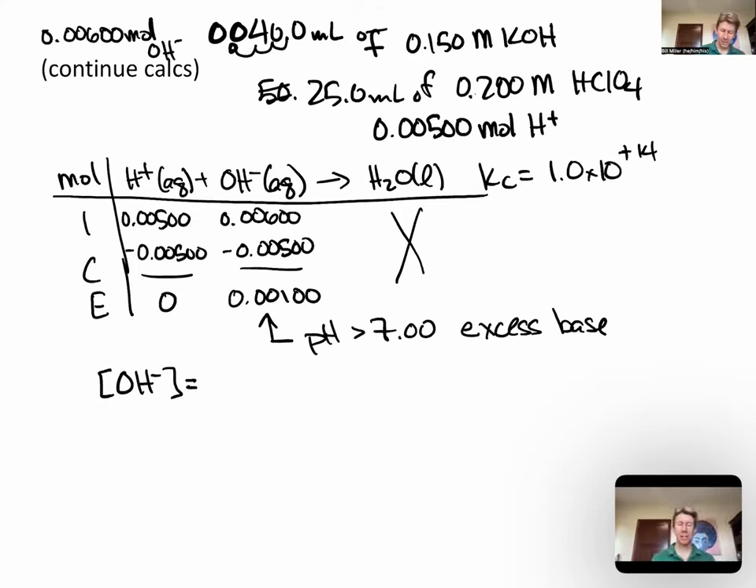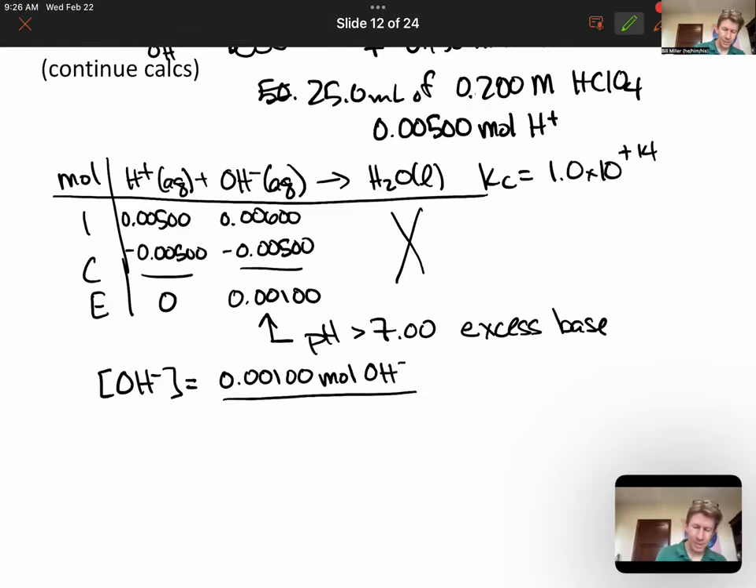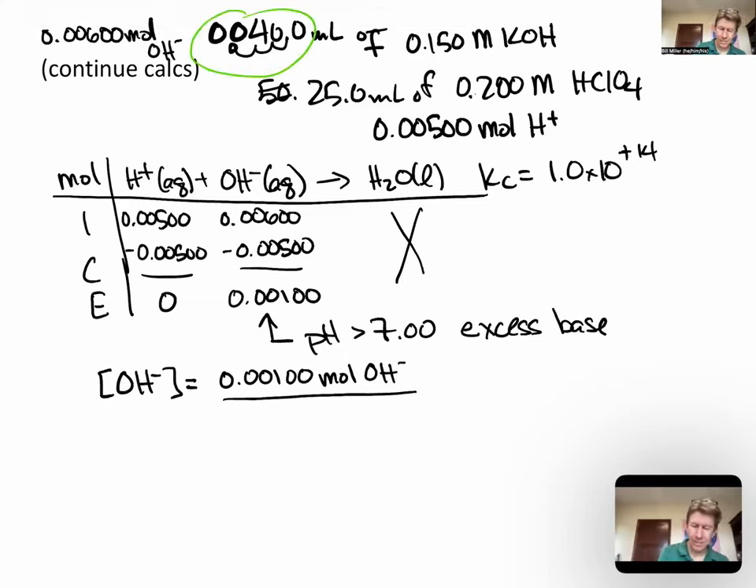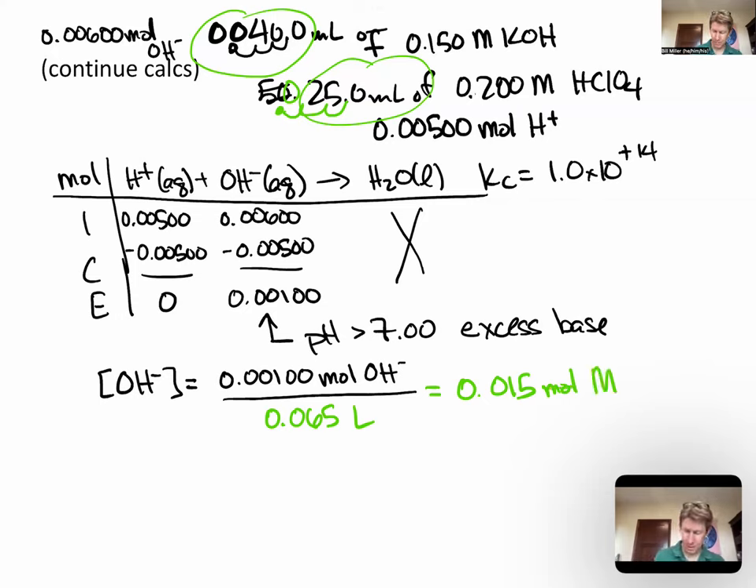We now have our moles of hydroxide. And we have to go ahead and calculate our total volume. Well, they're in different units, but 0.040 plus 0.025, I get 0.065 liters. And then I can divide those, and I get the molarity of hydroxide.